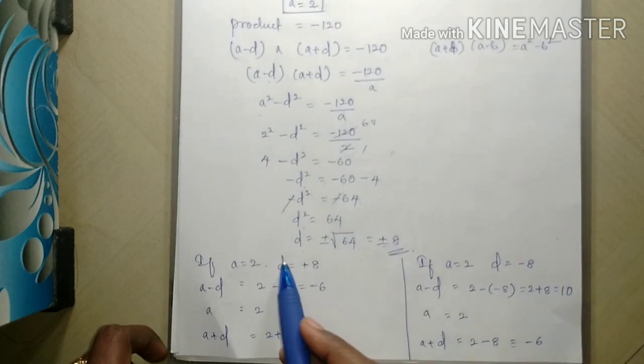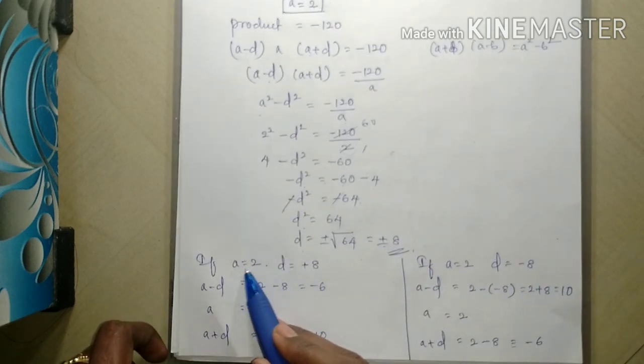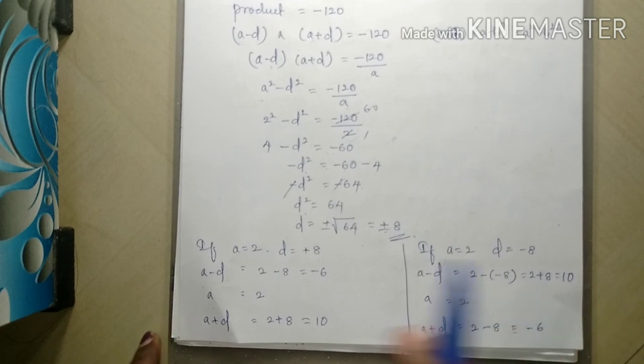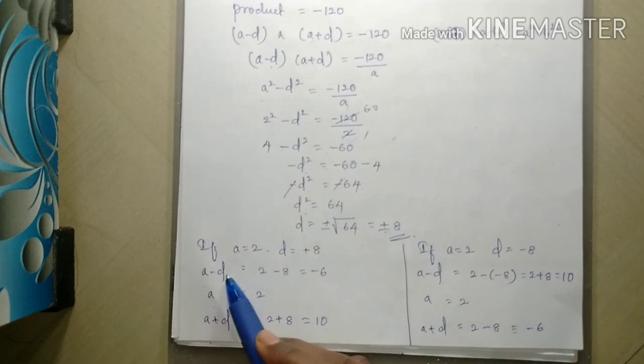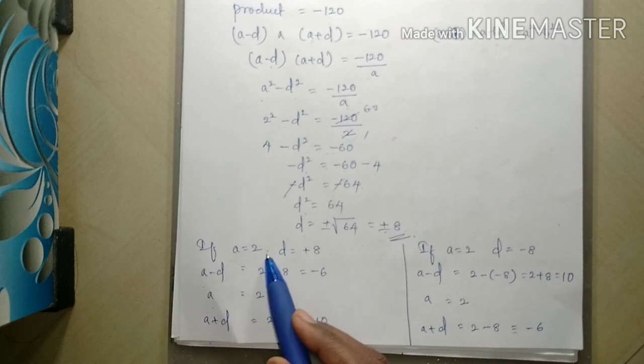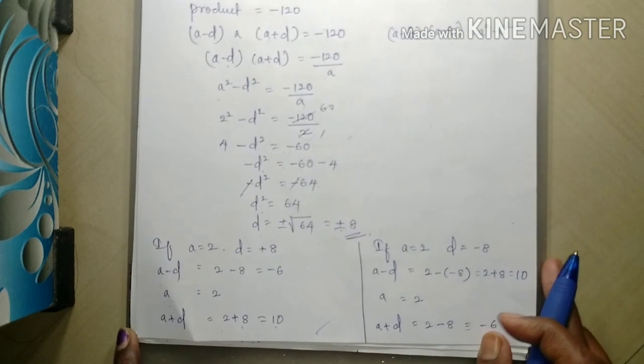Let me take in the first case a is 2 and d is plus 8. So a minus d, a and a plus d are the terms we consider. Now a is 2 and d is 8. So 2 minus 8 is minus 6. Now a is 2, and here a plus d, that is 2 plus 8, is 10. So the first case is completed.